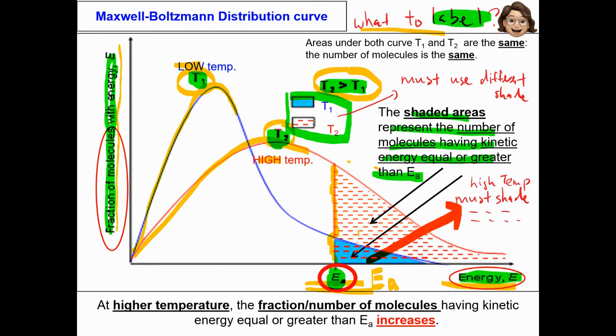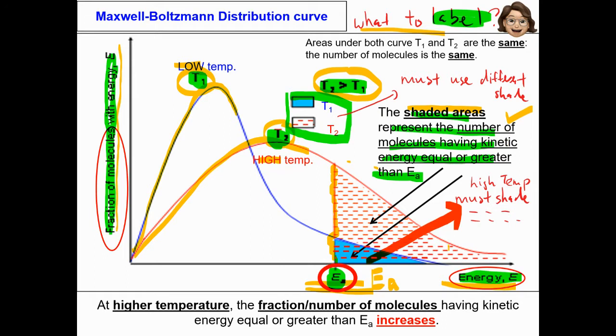Another one is the shading. You must know what shade you want to use. Here it is written: the shaded areas represent the number of molecules having kinetic energy equal to or greater than EA. So you must write down this statement as well.